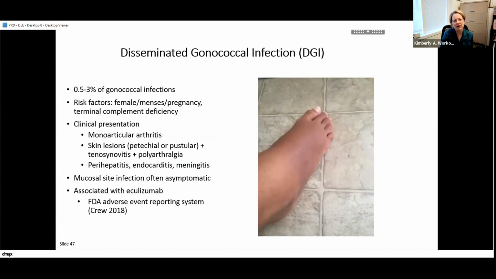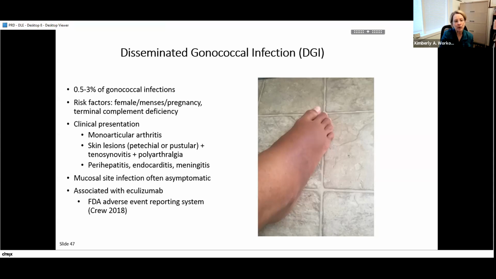This is actually a foot from a pregnant woman I saw about a year ago, and I was asked to see her for some other reason. They were not aware that this was a manifestation of disseminated gonorrhea because nobody had seen it before. So the presentations that are most common are a monoarticular arthritis or a tenosynovitis polyarthralgia syndrome. Most of the time, the diagnosis can be made at asymptomatic mucosal sites.